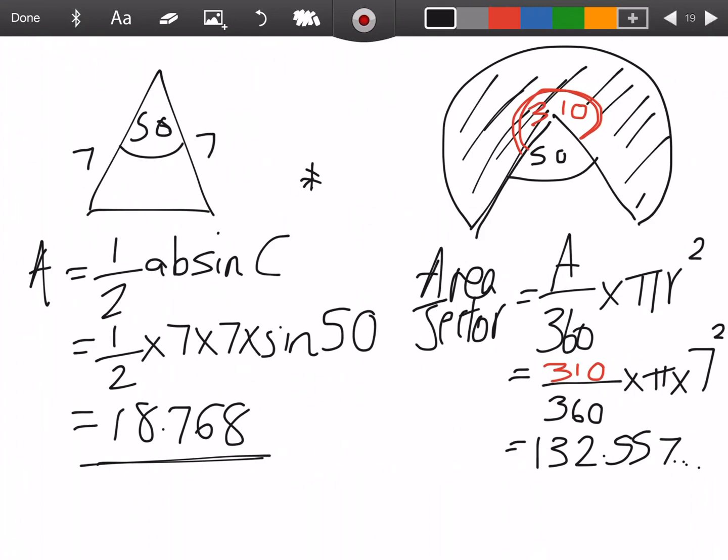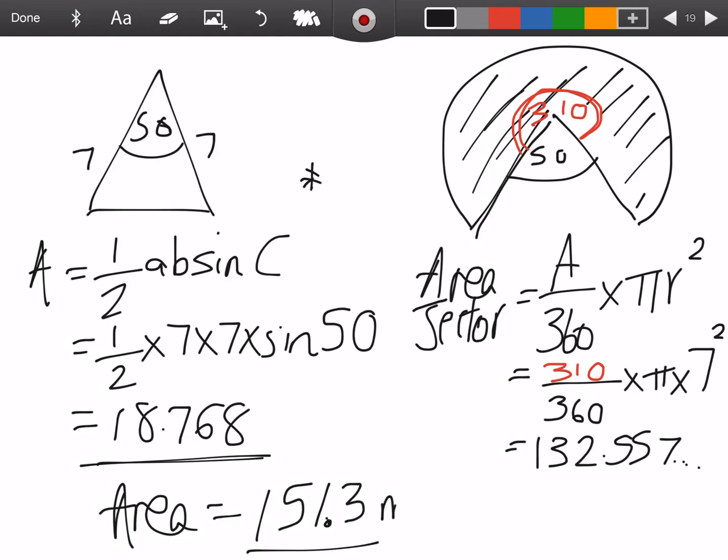Okay, so the total area, we're going to add the 2 together. I'm going to add on that 18.768 onto the last number, and I get 151. Round sensibly. I know it doesn't specify any rounding. I'm going to go for 0.3. Okay, after the 3 is a 2. And the measurements are in metres, so the area is in metres squared. Okay, and I'm pretty sure that's the last question.